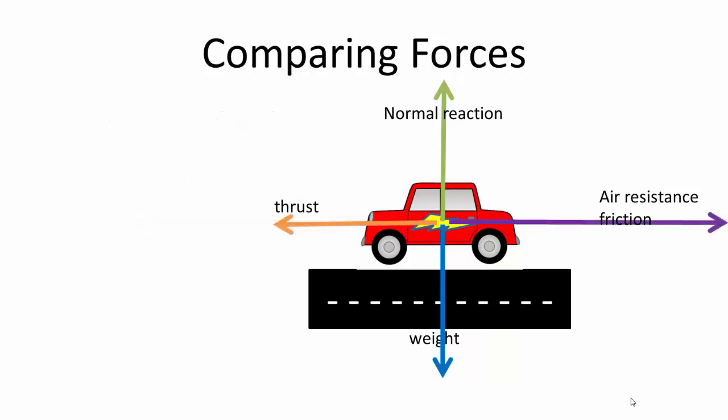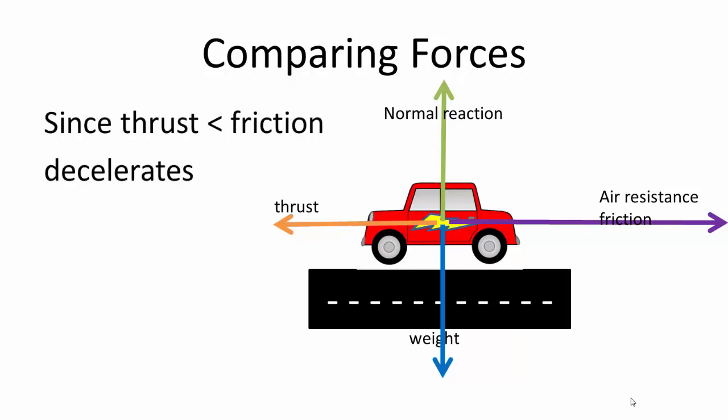On the other hand, if you're driving forward and you put your foot on the brake, the friction will be greatly increased like this. So the car is moving forward, but the force backwards is greater than the force forward, so it's going to slow down. So since the thrust is less than the friction now, it will decelerate or slow down.